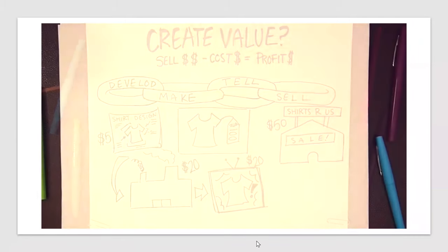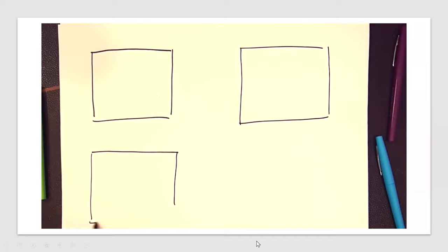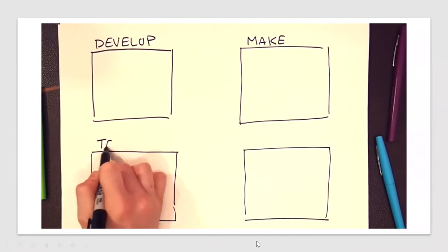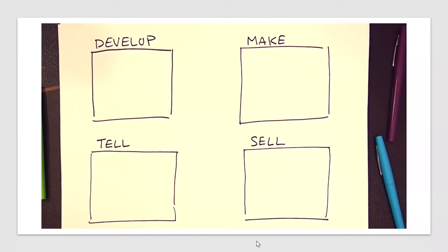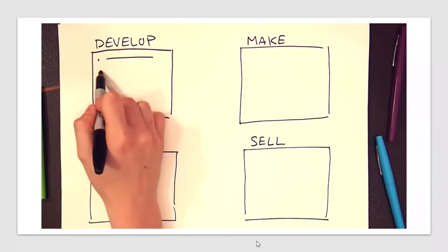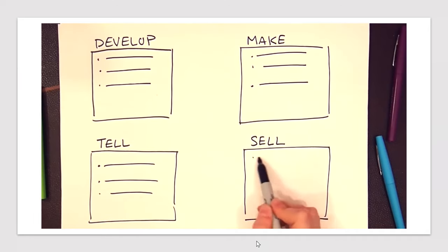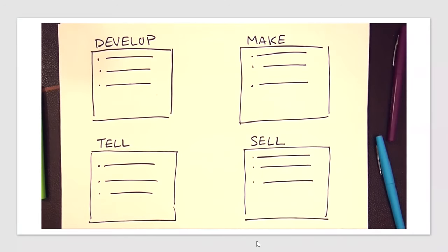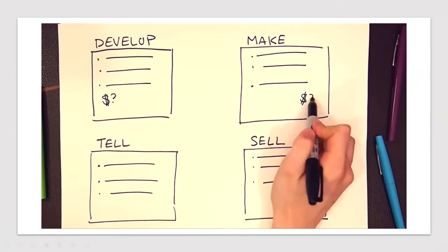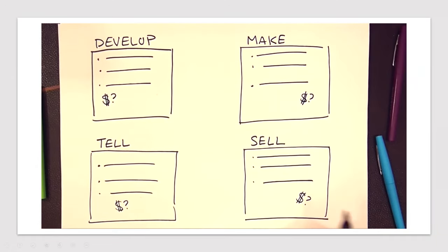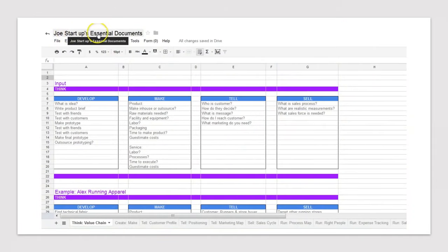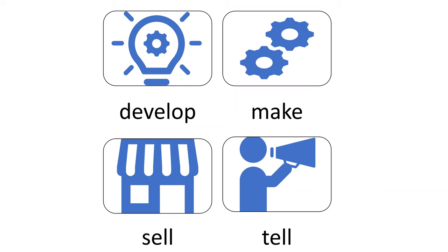Now break your business down into a value chain. Create four boxes and label develop, make, tell, and sell. Describe how each will be done. You tell the story of your value chain. Think about where you're going to get the raw materials, if it is a product. How the product will get made. How will you get the message out? And how you will sell to the customer. Which step do you create the most value, the least value? Can it be outsourced? Don't worry if there are parts you don't know. Put a question mark by the step. The goal of the exercise is to think through all the parts of your business. Here we are in the Joe Startup's essential documents. Thank you. We'll stop at that point.